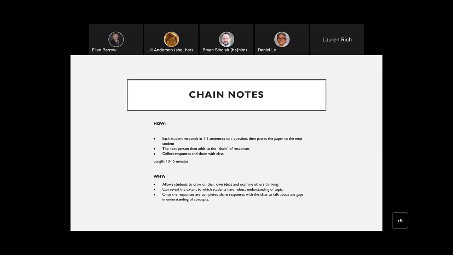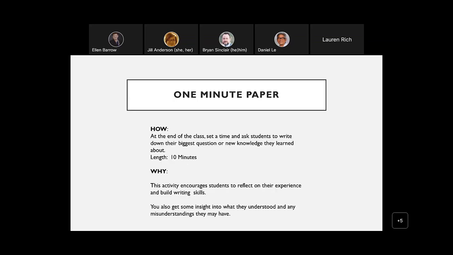The why for chain notes is it allows students to draw on their own ideas and examine others' thinking. It can reveal the extent to which students have an understanding of the topic. Once the responses are completed, you can share responses with the class to talk about any gaps in understanding of concepts. So this is a good icebreaker, and it helps them to start thinking about research, about what they want to do in the class. And that's chain notes.